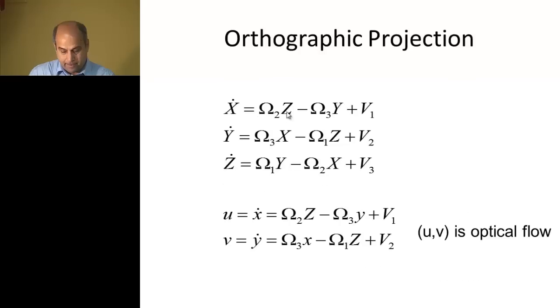Now what we are going to do to go to the optical flow, because x dot, y dot, z dot are the changes in velocities in 3D, is project them and look at the velocities in 2D. So if you use orthographic projection, uppercase X is like small case x, uppercase Y is like small case y. That's what we have been talking about. They don't change with respect to z. So therefore it is simple that this optical flow in the image plane, u and v, will become essentially omega 2 z, omega 3 y, and v1.